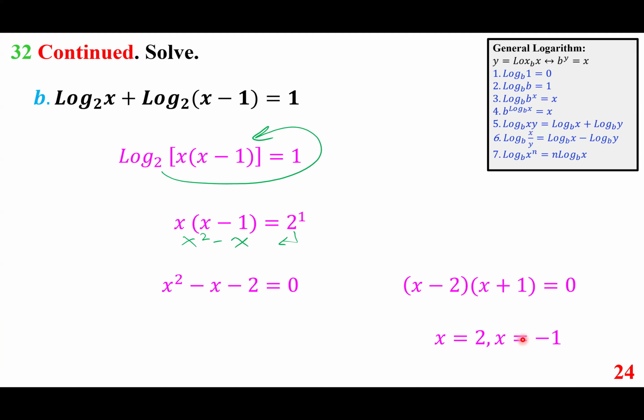And again, you check. When I put 2 here, it is fine. 2 minus 1 is positive, is fine. I'm fine. If I put negative 1 here, it doesn't work. I don't have to check any further. Negative 1 is out. If it doesn't work with one expression, it is out.